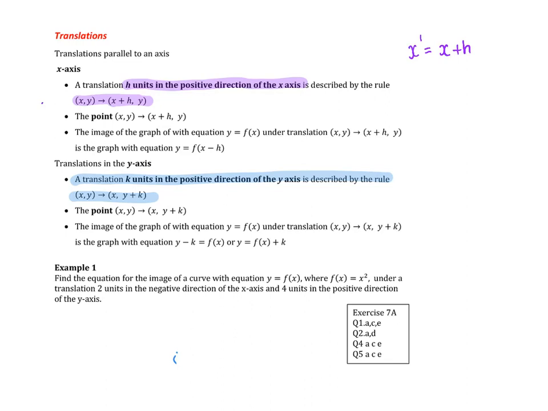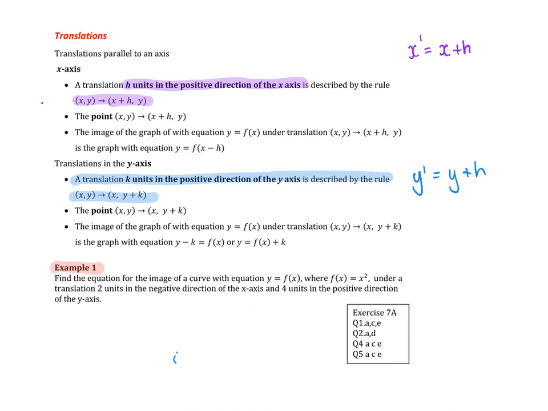Now down here we talk about the y. If they say you have a translation of k units in the positive direction, we see the original y value of our coordinate, and it would be plus k if it was the positive direction. We've found that this is probably the easier way to work them out, and that's what we've been doing. So let's do this example here, and I'll do it with you.